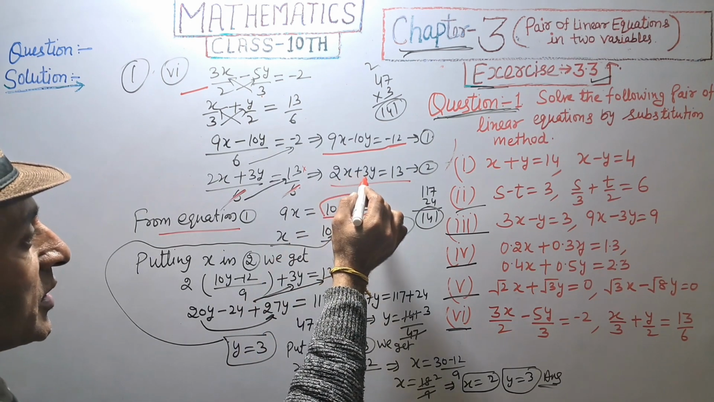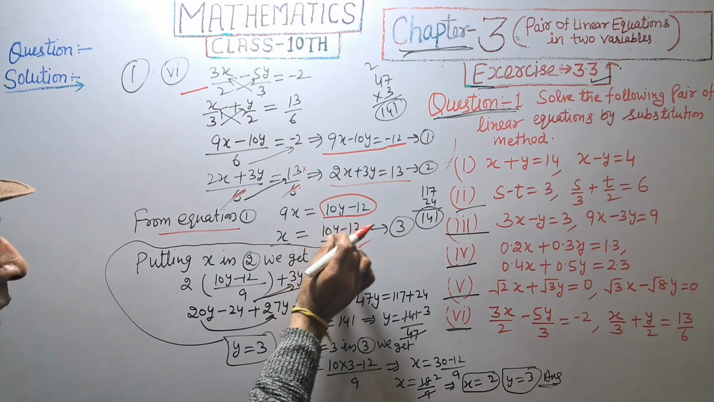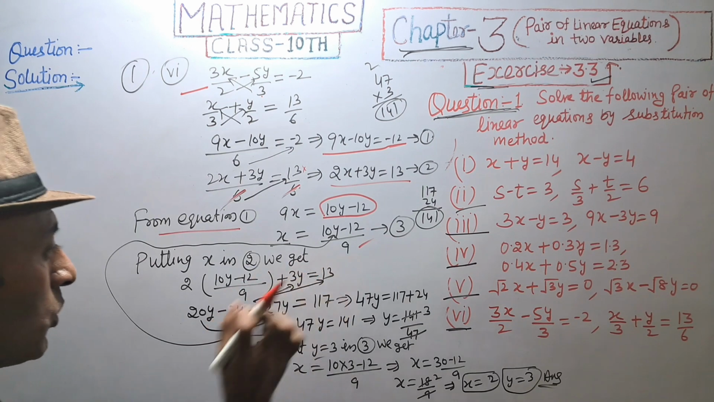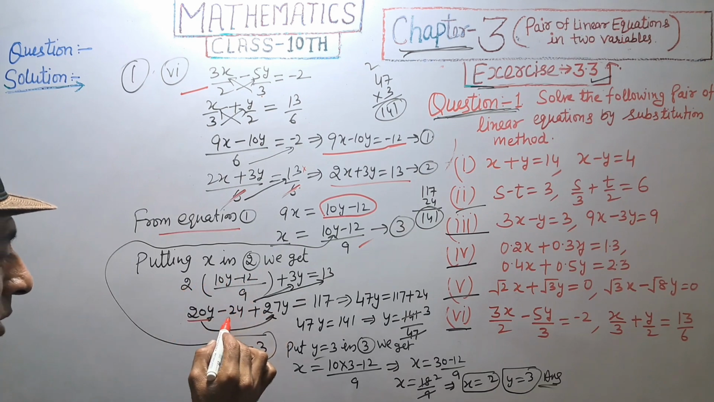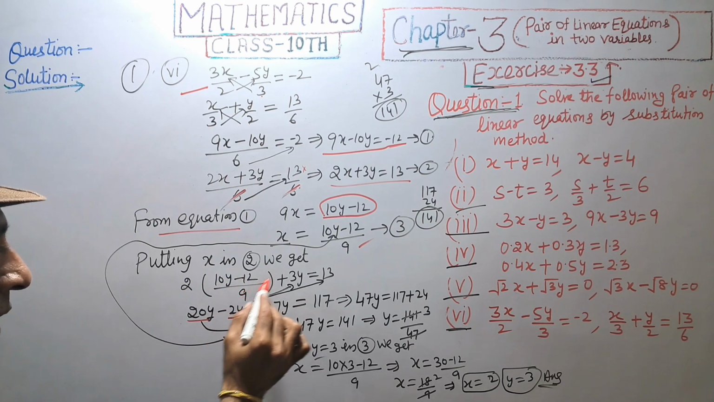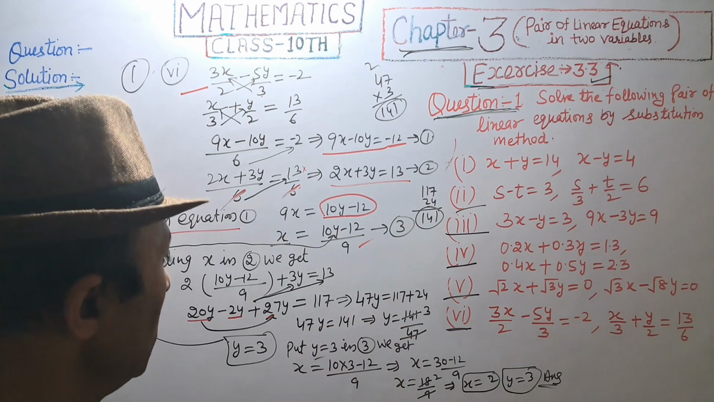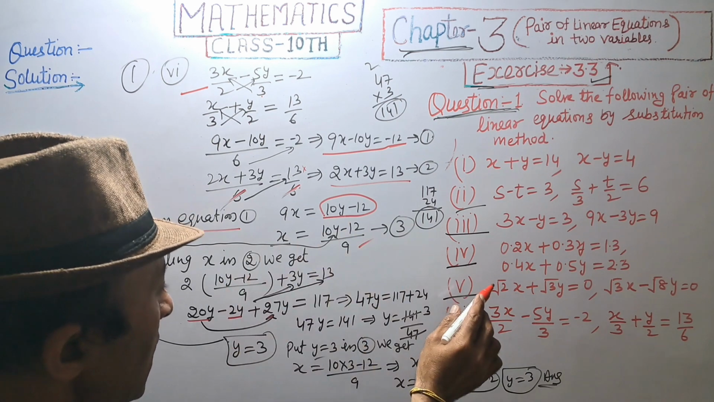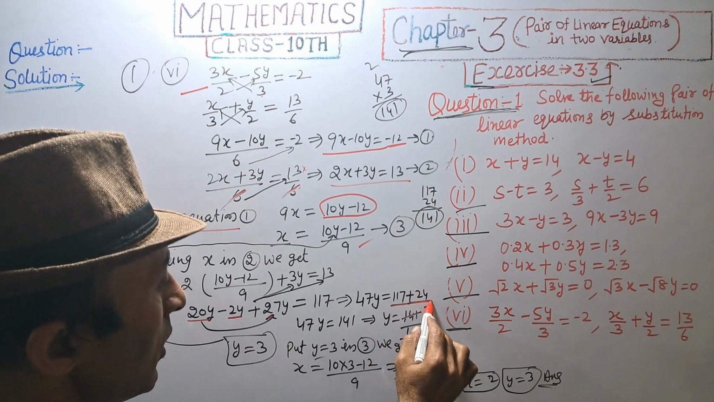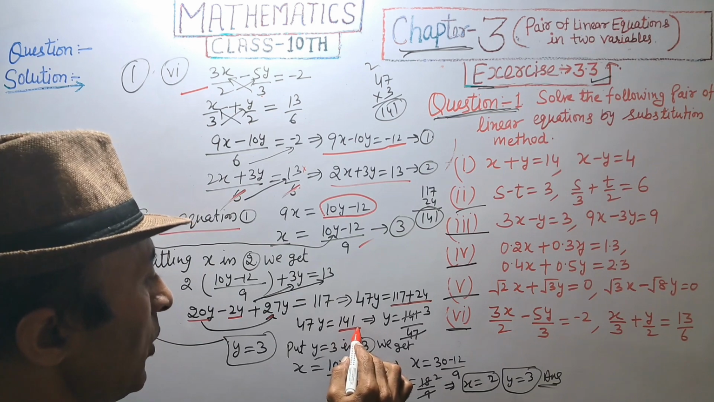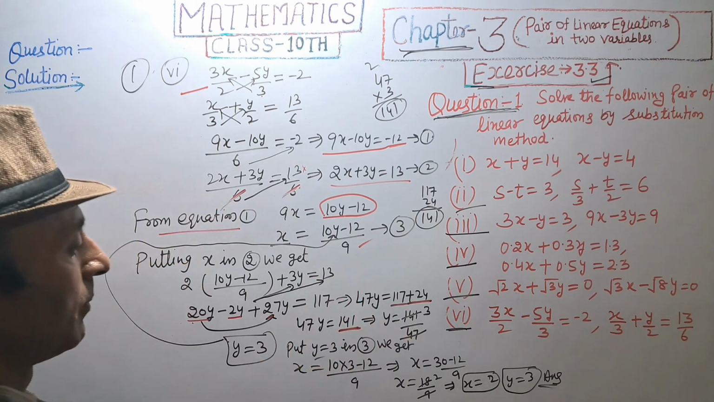Equation 2nd is 2x plus 3y equal to 13. We are putting the value of x in here: 2 into 10y minus 12 upon 9 plus 3y equal to 13. 2 multiplied by 10y, that is 20y. 2 multiplied by 12 is 24, negative 24. 9 multiplied by 3 is 27y. And 13 9s are 117. We are shifting 24 to the right side, that will be positive 24, and adding 117 and 24, that will be 141. Adding 20y and 27y, that is equal to 47y.